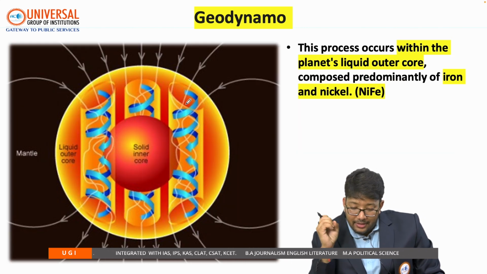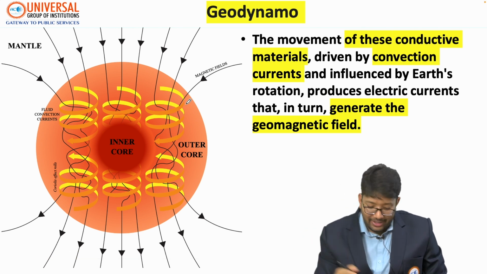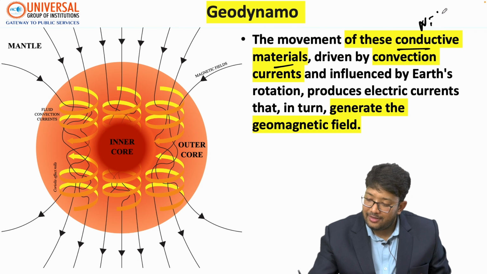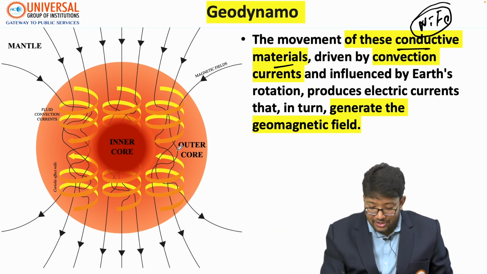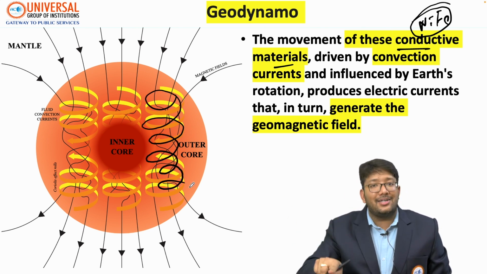Now I have covered this. Now the movement of this conductive material. What are conductive materials? Conductive materials means nickel and ferrous. These conductive materials are driven by the convection current. These are called convection currents. These are influenced by the earth's rotation.